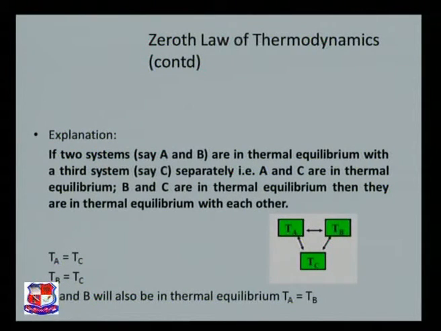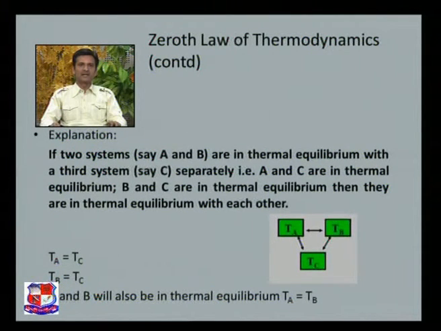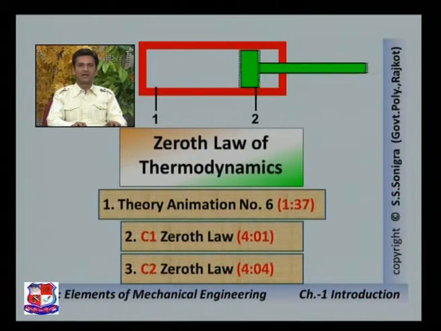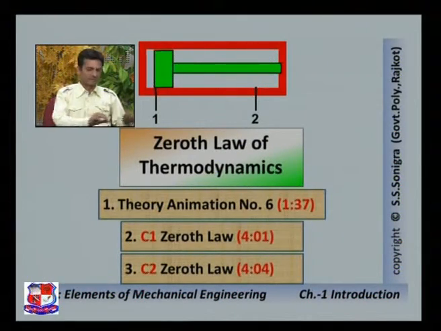The explanation: if two systems, say A and B, are in thermal equilibrium with a third system, say C, separately, that is A and C are in thermal equilibrium, B and C are in thermal equilibrium, then they are in thermal equilibrium with each other. Say TA is equal to TC, TB is equal to TC, then A and B will also be in thermal equilibrium, so TA is equal to TB. Now let me show the animation related to the zeroth law of thermodynamics.